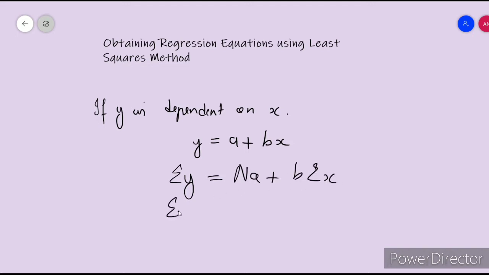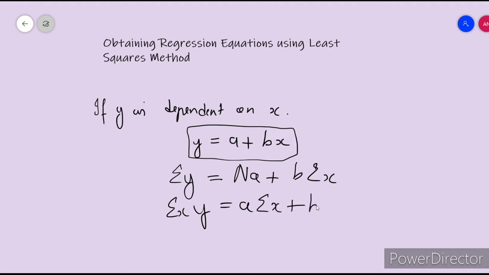So the values of a and b, when substituted in this equation, will give us the line of best fit. That is the line which ensures that the sum of the squares of the deviations is minimum.